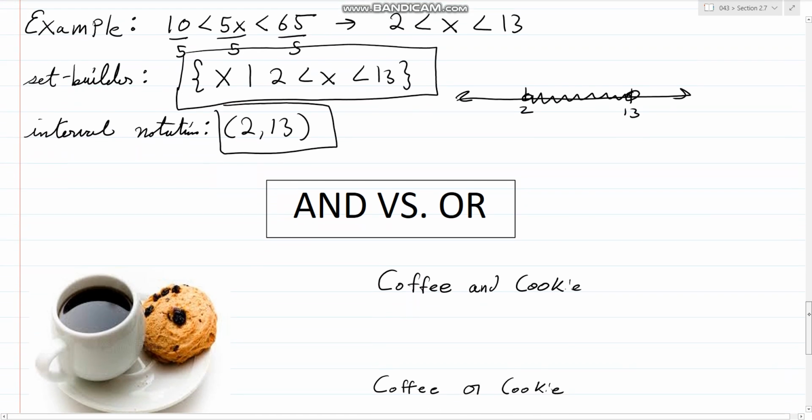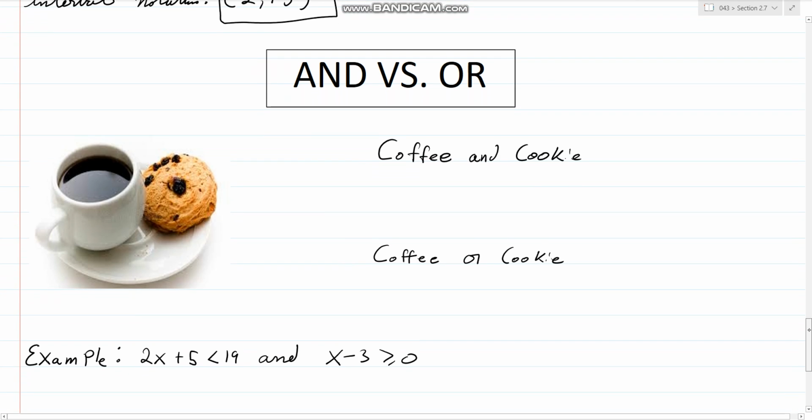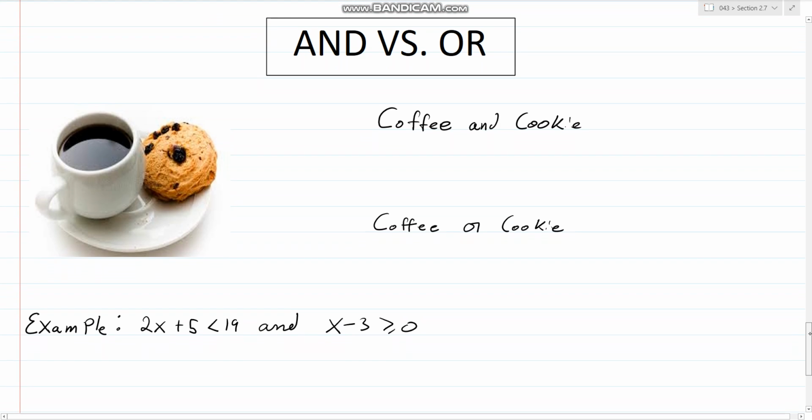The next thing I want to talk about is and versus or, which is always very confusing to students when they first deal with this. If you take finite, you're going to deal with it a whole lot. Okay, so I want to break it down as clearly as I possibly can. And this is in mathematics, and versus or.